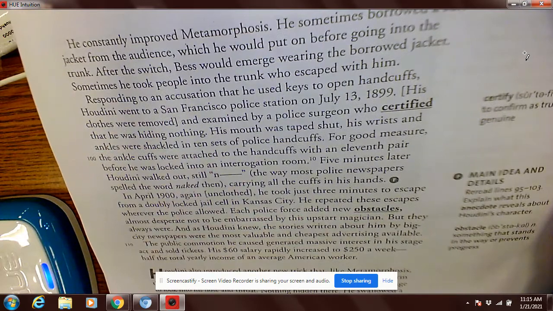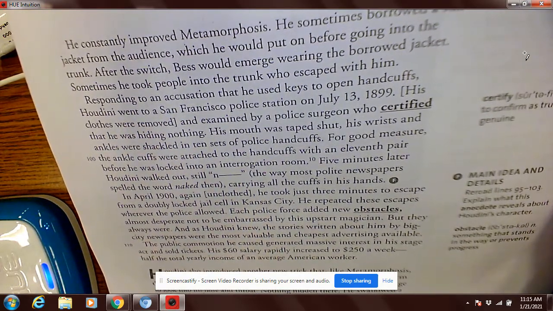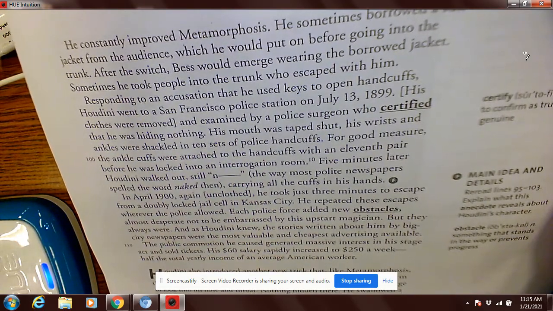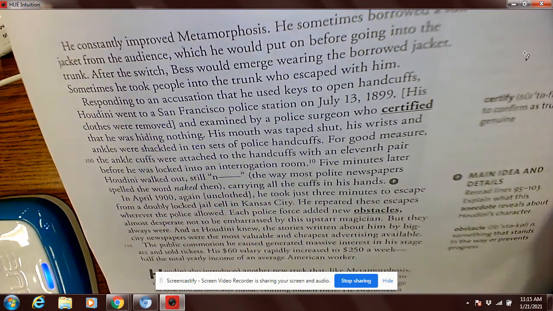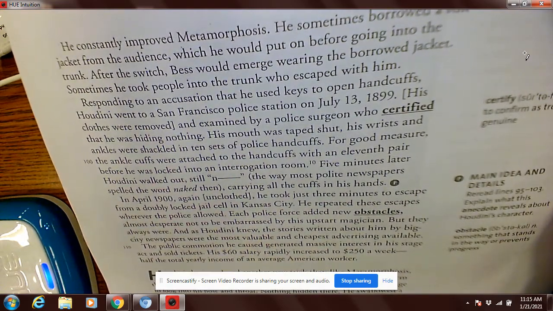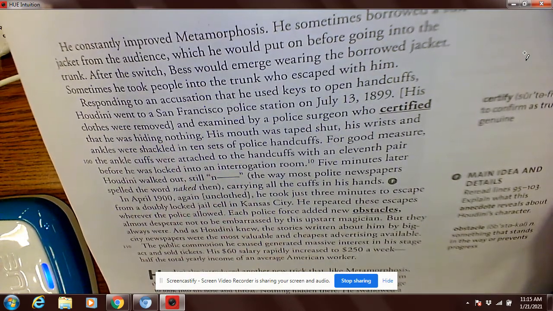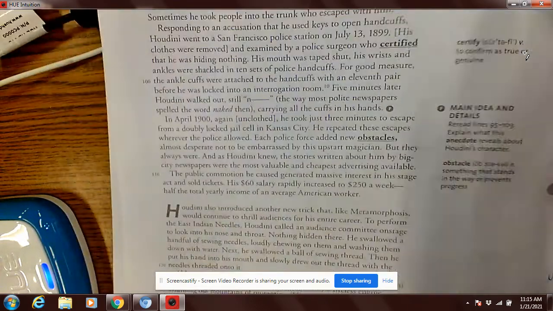In April 1900, again unclothed, he took just 3 minutes to escape from a doubly locked jail cell in Kansas City. He repeated these escapes whenever the police allowed. Each police force added new obstacles, almost desperate not to be embarrassed by this upstart magician. But they always were. And as Houdini knew, the stories written about him by big city newspapers were the most valuable and cheapest advertising available.